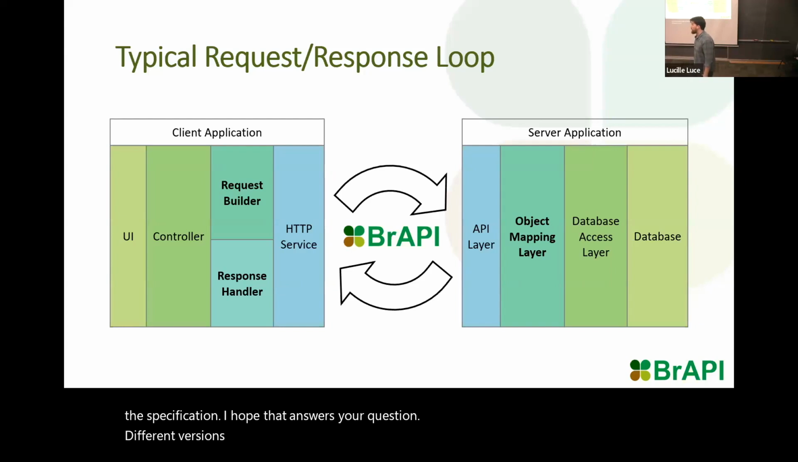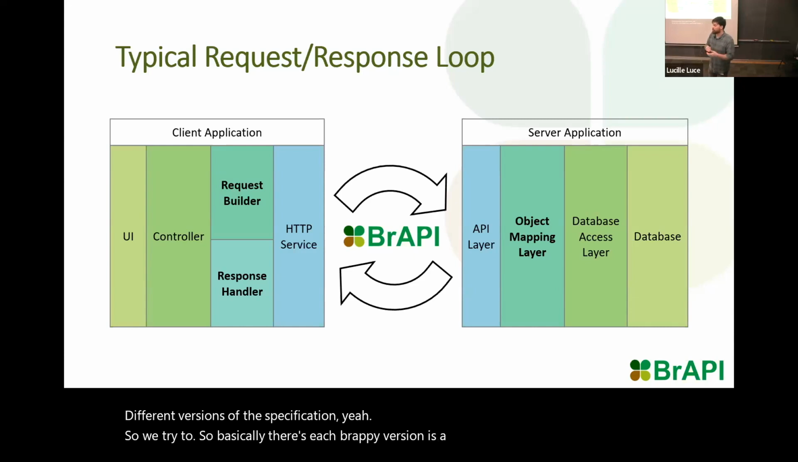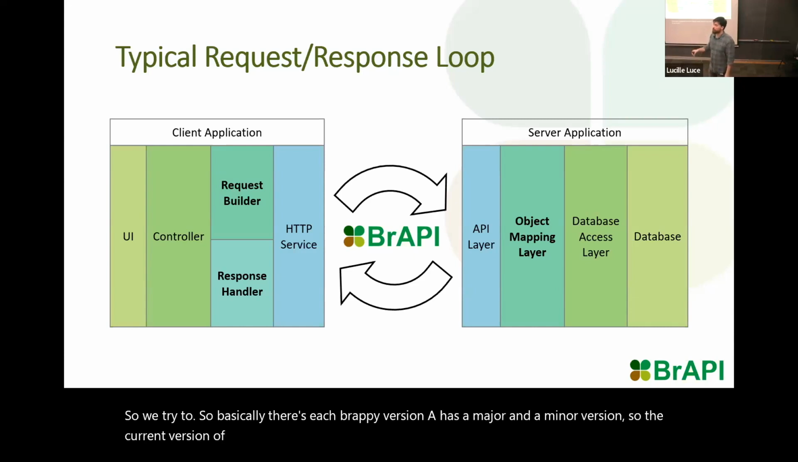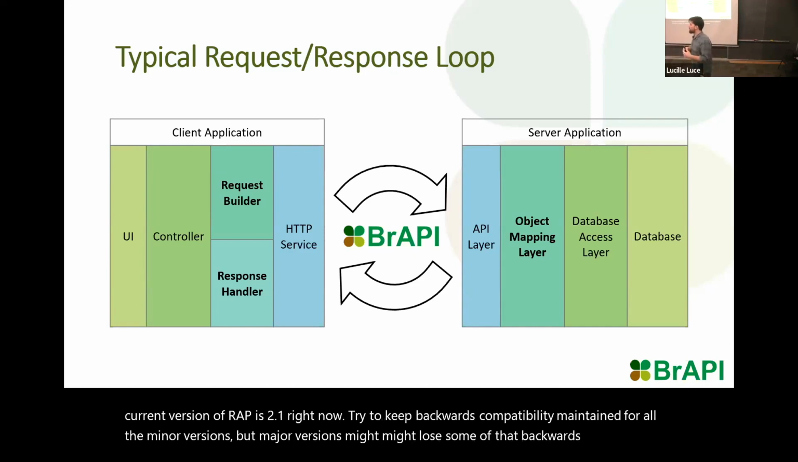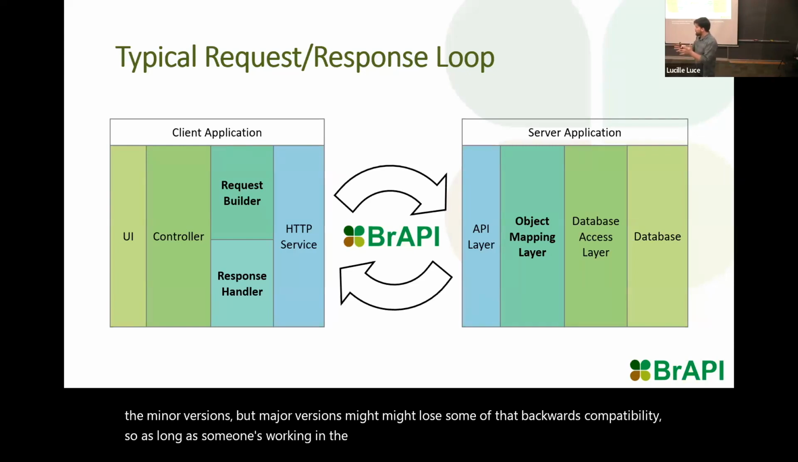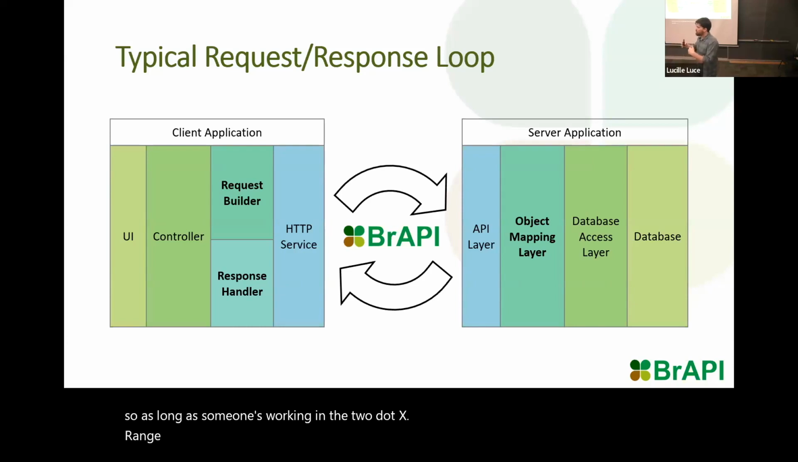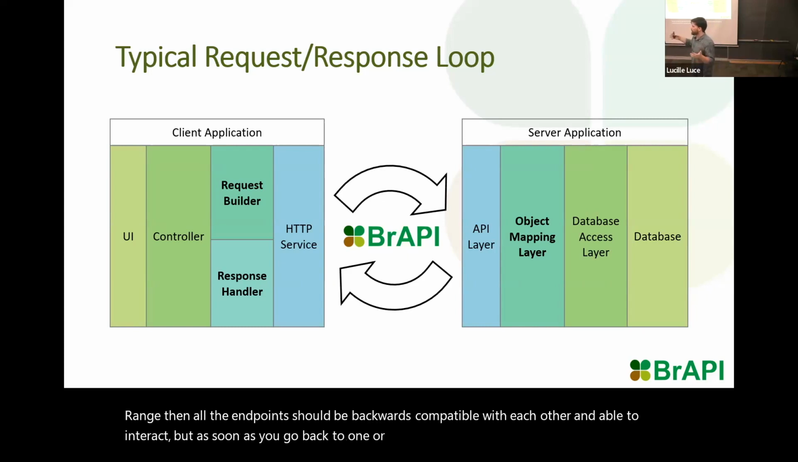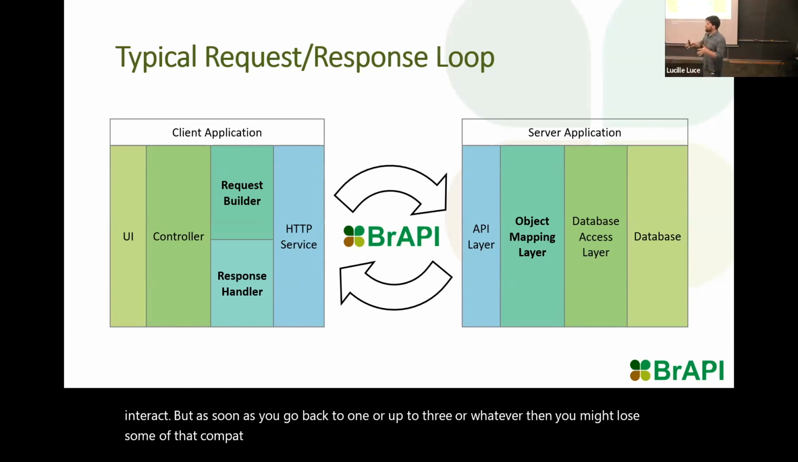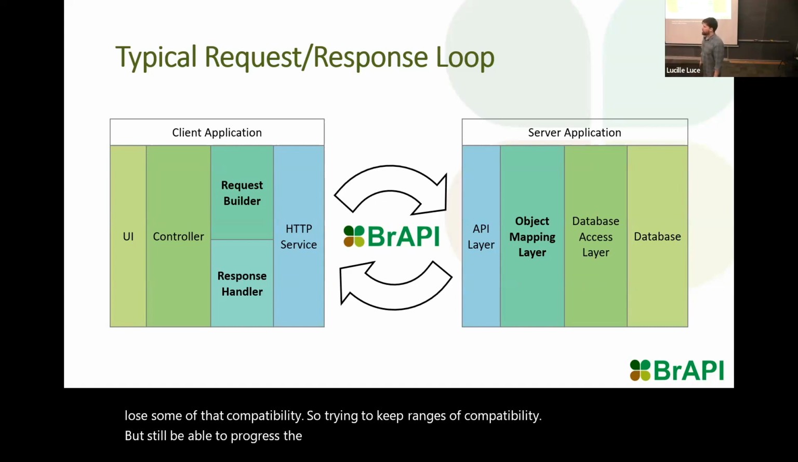Different versions of the specification. So basically each BrAPI version has a major and a minor version. The current version of BrAPI is 2.1 right now. We try to keep backwards compatibility maintained for all the minor versions, but major versions might lose some of that backwards compatibility. So as long as someone's working in the 2.x range, all the endpoints should be backwards compatible with each other and able to interact. But as soon as you go back to 1 or up to 3 or whatever, then you might lose some of that compatibility. So we're trying to keep ranges of compatibility, but still be able to progress the specification.